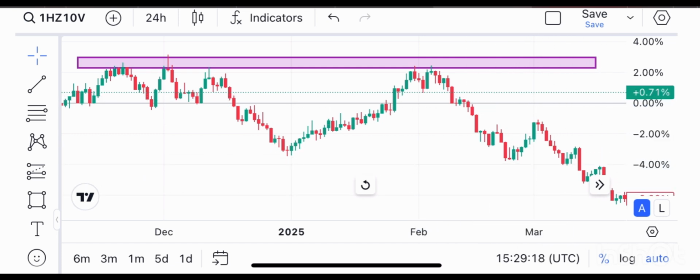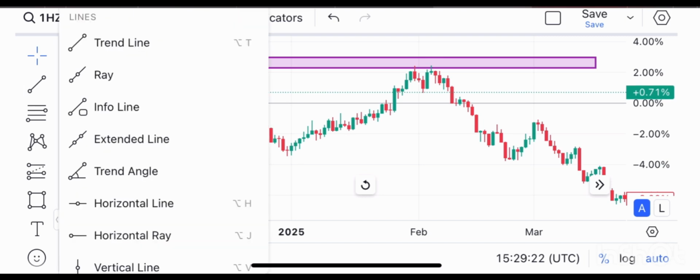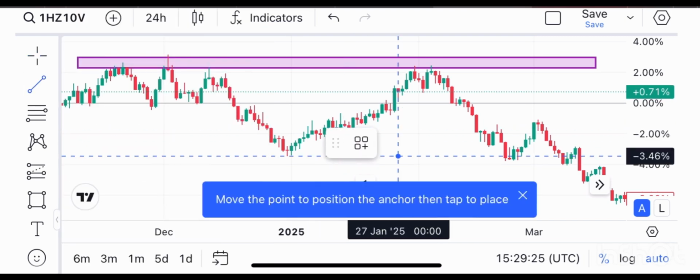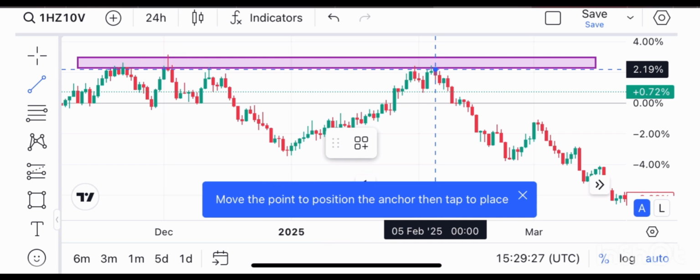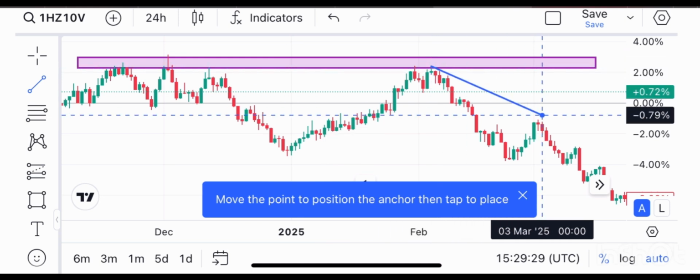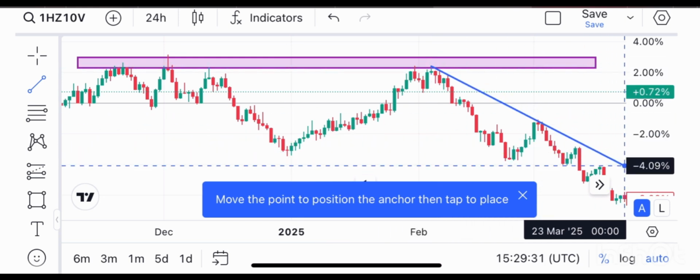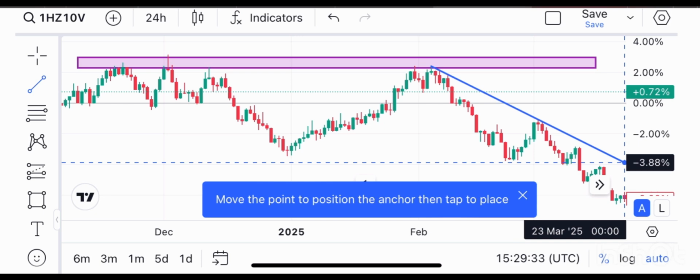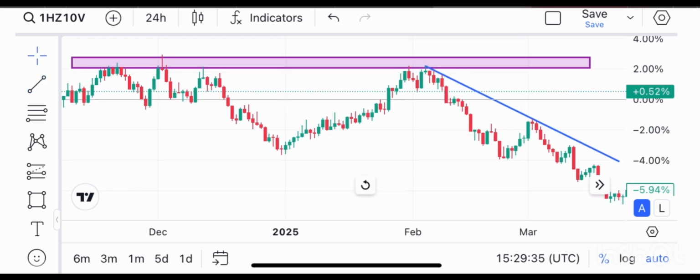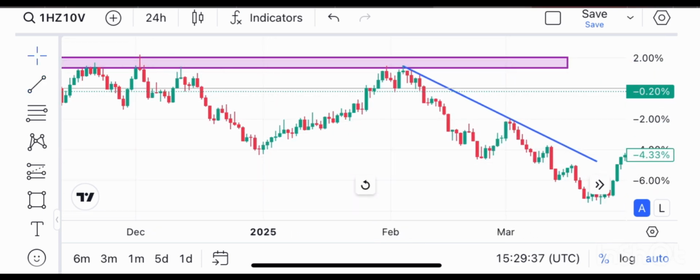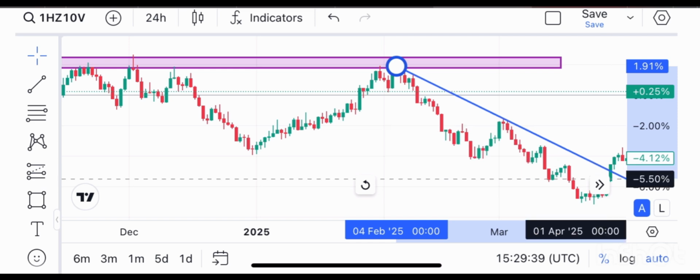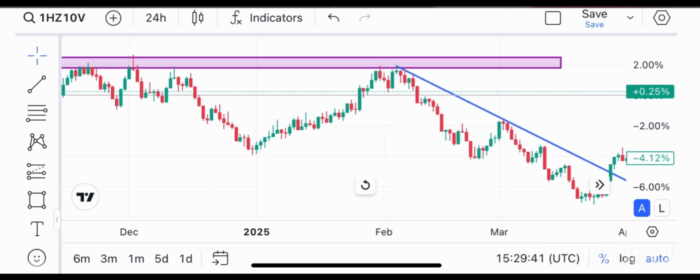So what you're going to do, like I said, is take up your trend line tool, and place the trend line tool on the top here, the highest point you can find, and just stretch it, right? Stretch it to touch the second highest point as much as you can find. Then take it all the way down to the future.